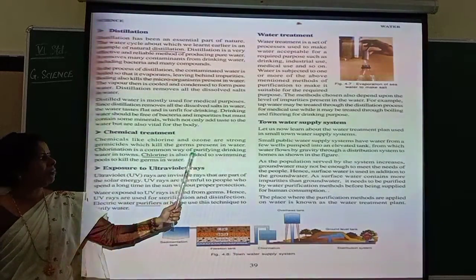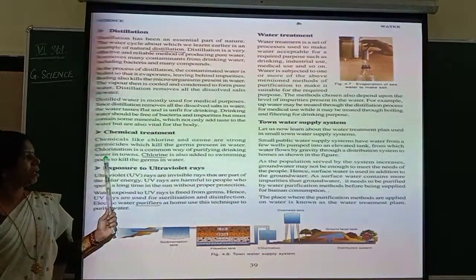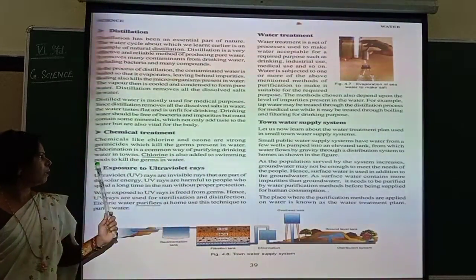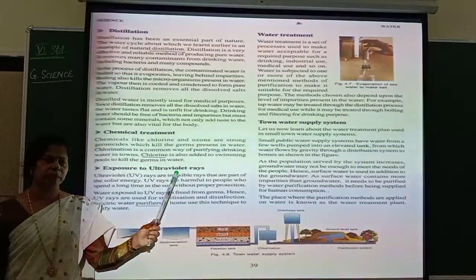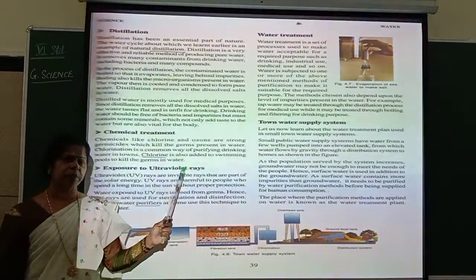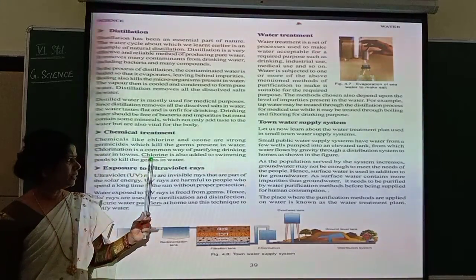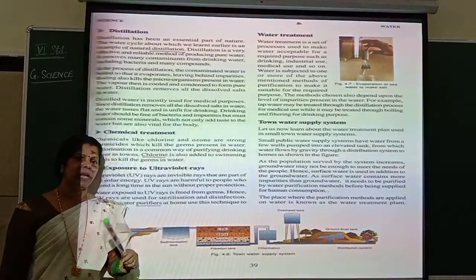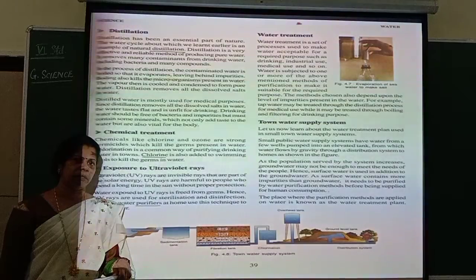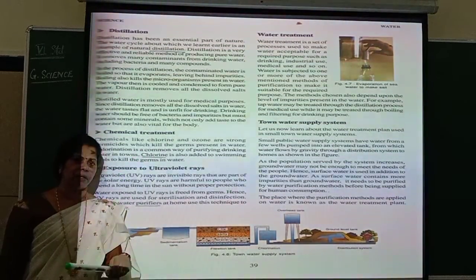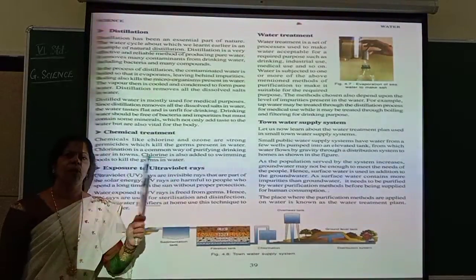Chlorination is a common way of purifying drinking water in towns. Chlorine is also added to swimming pools to kill the germs in water. In swimming pools, many people go together and swim, isn't it? At that time there are chances of the water getting contaminated, polluted. So if you use chlorine in that water, what happens? It will purify the water.